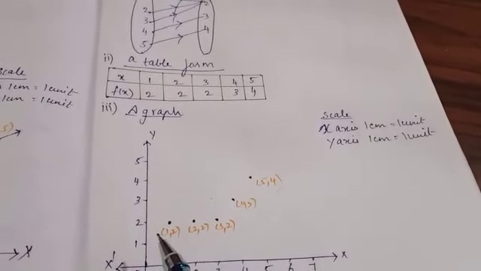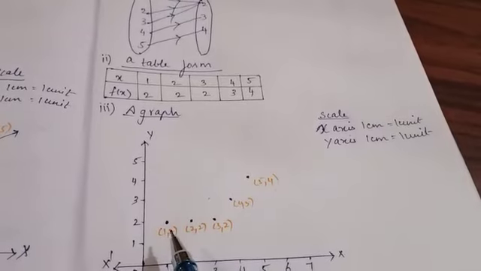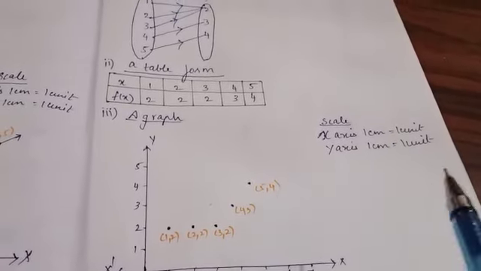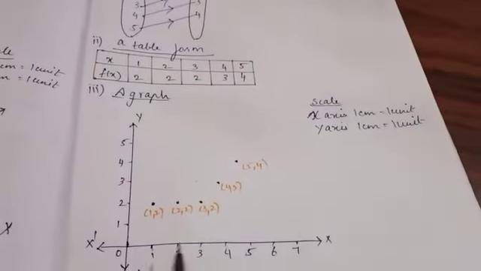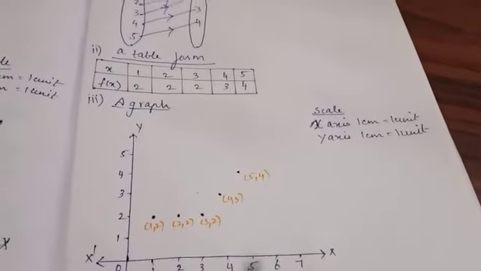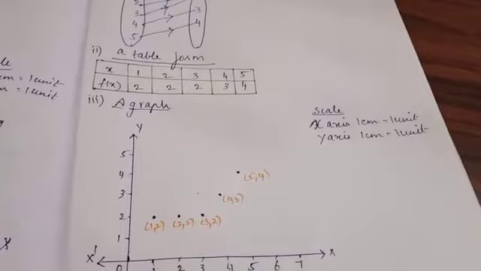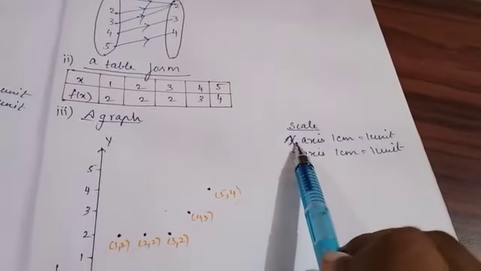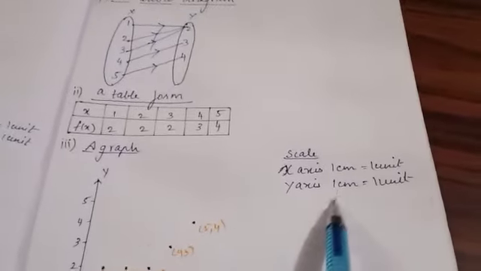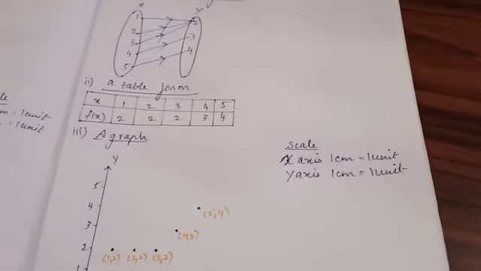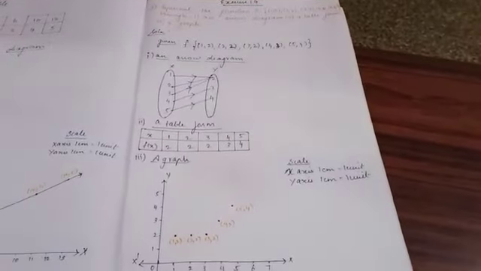Yes. So after plotting, label the points and after that you have to write the scale. So here, on the x-axis 1 centimeter is 1 unit, so we have to write it there. X-axis 1 centimeter is equal to 1 unit. Y-axis 1 centimeter is equal to 1 unit. So that's all students. Thank you.